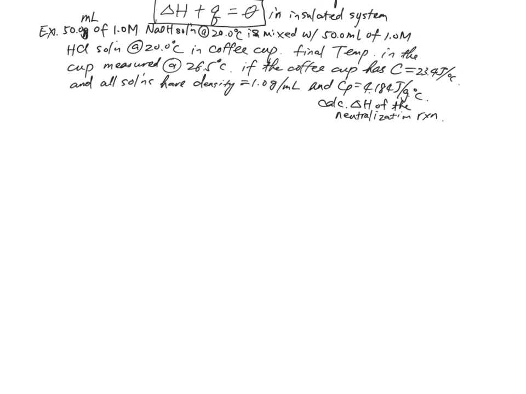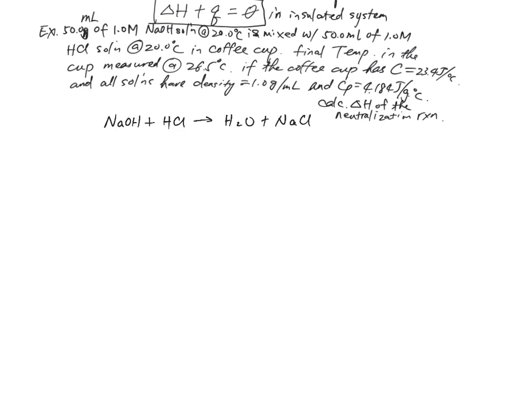So let's write that reaction out. You have NaOH reacting with HCl, producing, you already know what it produces. If you don't, you're really in trouble. Water and salt, okay? And I had a chemical reaction, okay?